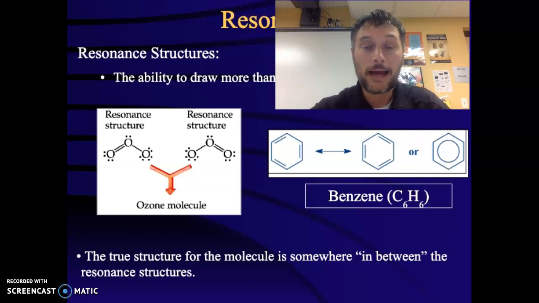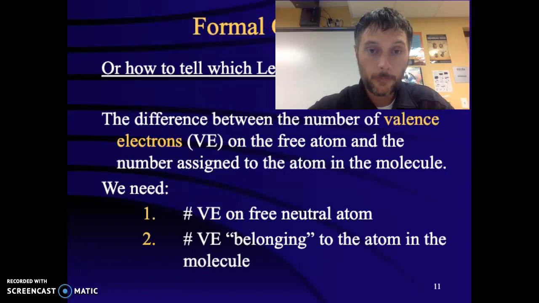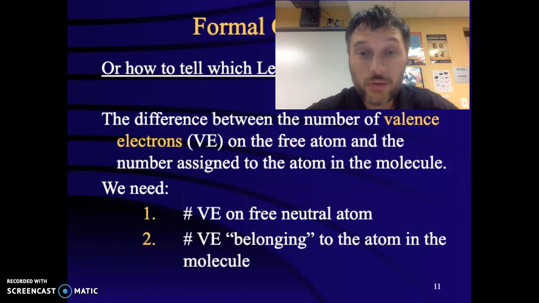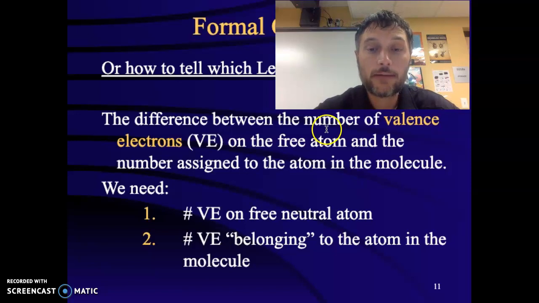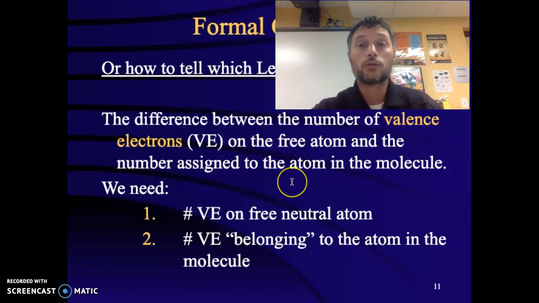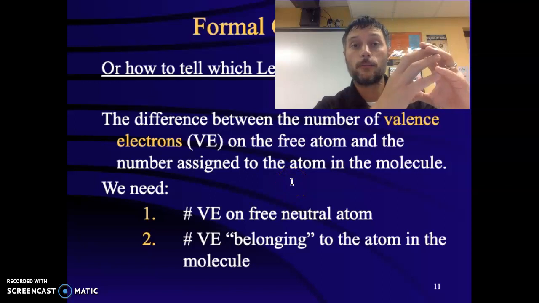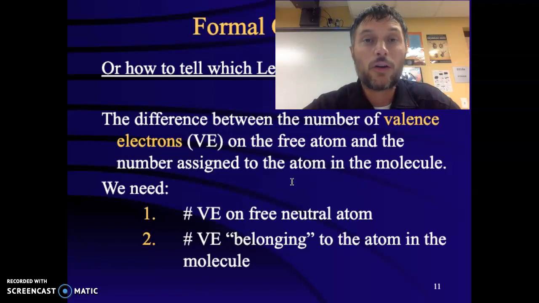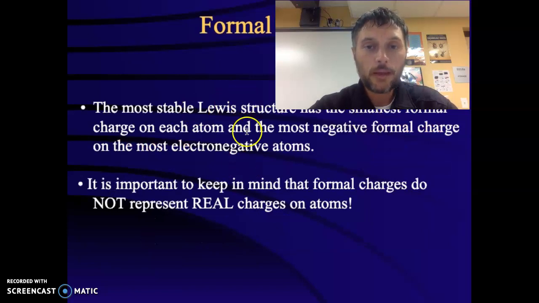There's a really big idea that's called formal charge. Here is how we're going to figure out which of these resonance structures is the best. We're going to look at the difference between the number of valence electrons on the free atom versus how many are assigned to the atom in the molecule. So we may need to draw a Lewis dot structure for oxygen, and then one for O3, and compare the formal charge on each individual element. So let me show you kind of what we'll do with that.